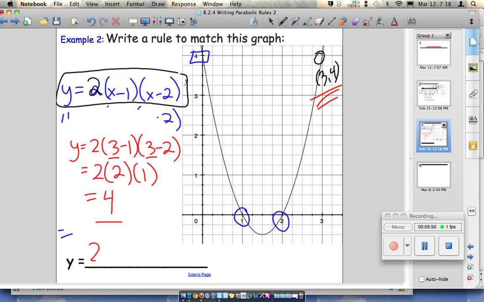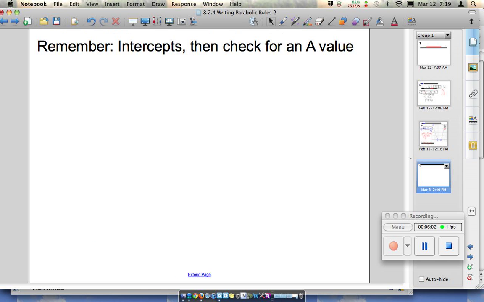And if you leave it in factored form, that should be fine. You'll want to ask your teacher if they need a different form. But that is the rule for this particular graph. So remember a couple of different things, very simple steps. Intercepts, then check for a values. So your rule now looks like this: y equals a times (x minus something) times (x minus something). And you have to figure out what these 3 numbers are using at least 3 different points in your table or your graph. So give those a shot on your next example. Keep looking for those 3 values in order to find your rule.